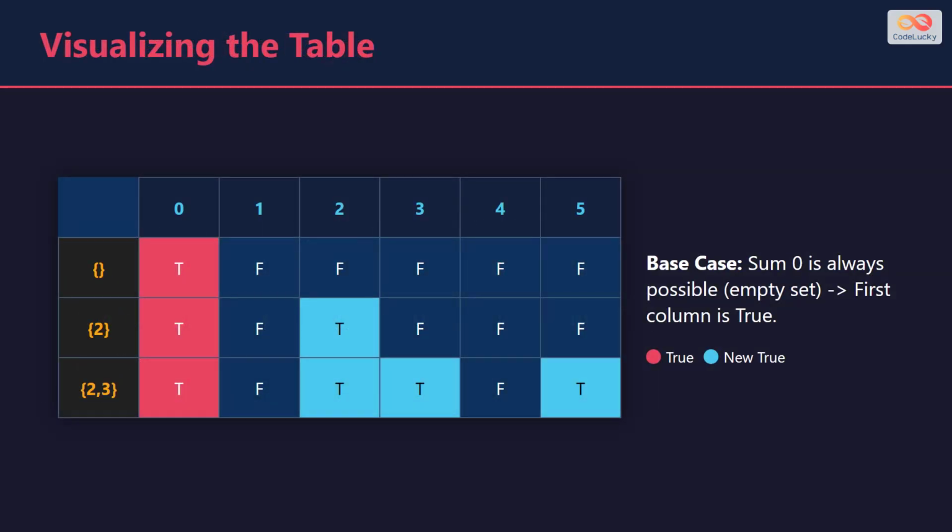Let's visualize the dp table. The first column corresponds to a sum of 0, which is always true because we can simply choose an empty set. As we iterate through the items, we carry forward the true values from the row above. When we include an item, like the number 2, we can form new sums. For instance, sum 2 becomes possible because sum 0 was possible.